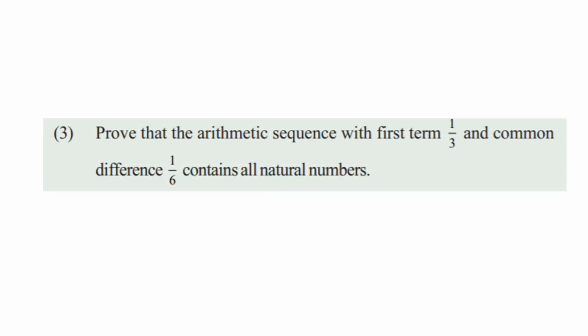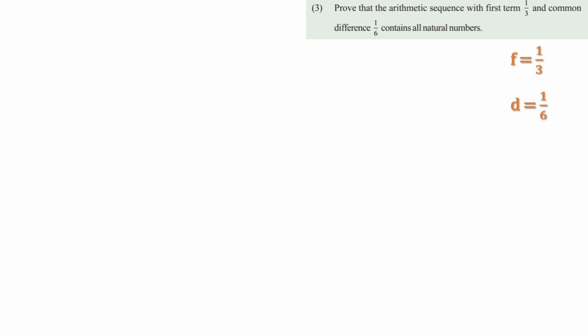Now the third problem. Prove that the arithmetic sequence with first term 1 by 3 and common difference 1 by 6 contains all natural numbers. The first term is 1 by 3 and common difference is 1 by 6. Let us find the nth term or algebraic expression. We know xn equal to dn plus f minus d. Here d is 1 by 6 and f is 1 by 3. So we can write it as 1 by 6n plus 1 by 3 minus 1 by 6.